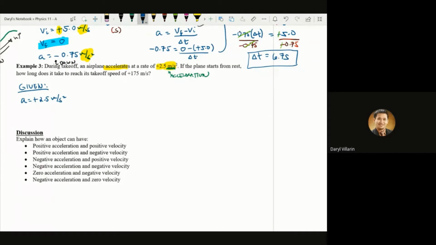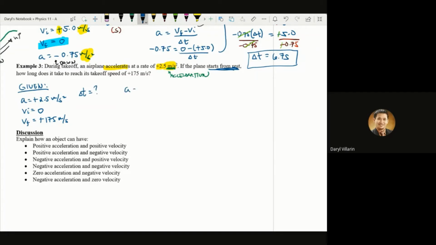And my initial velocity is, it starts from rest. So therefore it's 0. And the final velocity is positive 175 meters per second. And how long does it take to reach this particular speed? Well, t is a question mark.